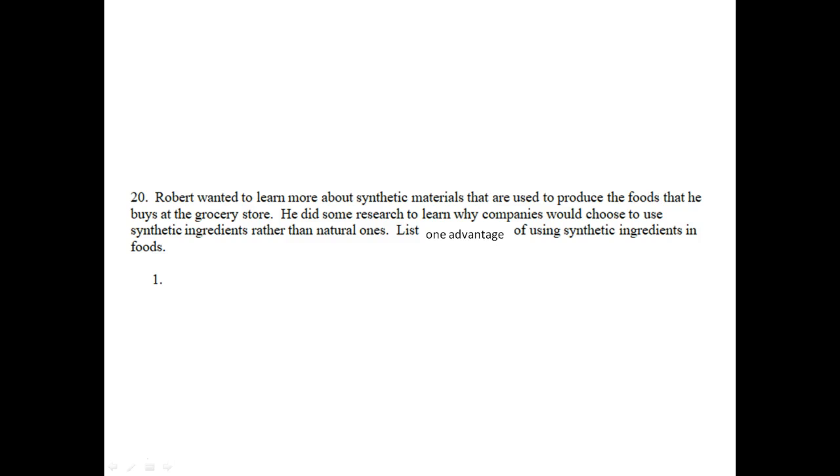Number 20. Robert wanted to learn more about synthetic materials that are used to produce the foods that he buys at the grocery store. He did some research to learn why companies would choose to use synthetic ingredients rather than natural ones. List one advantage of using synthetic ingredients in foods.